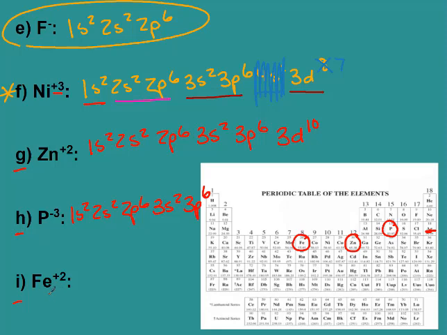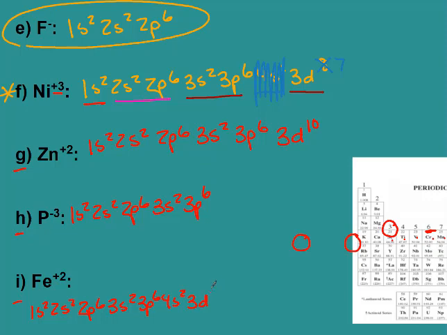And then iron has a +2 charge. So anytime you're doing a transition metal, I would suggest doing the atom first. So here we have iron atom, but it's a +2 charge. So we're going to lose this 4s. So just 1s2, 2s2, 2p6, 3s2, 3p6, 3d6.